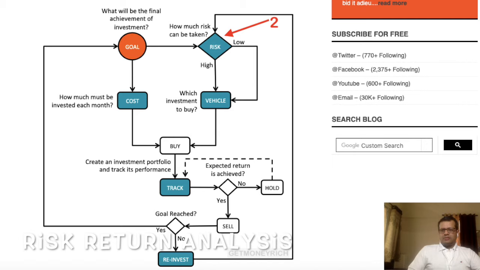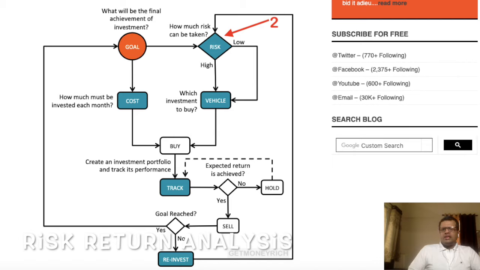In the investment process, what is risk? Risk means when you decide to invest in equity. Investing in equity can give you high returns, but if you are not holding that equity long enough, the risk of loss is also very high. So basically this risk return analysis is a brainstorming that you have to do, that you have to first of all think about how much time horizon you have in your hand.